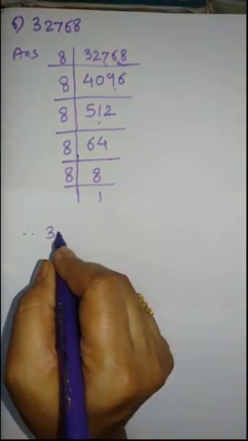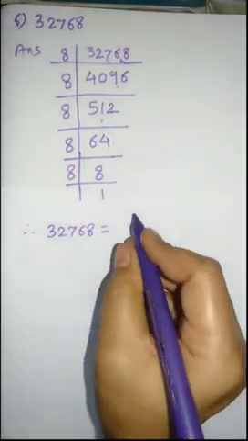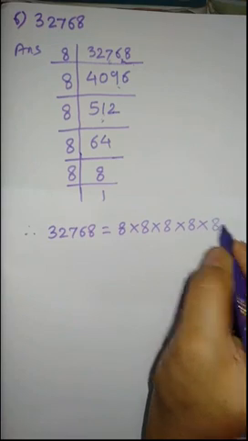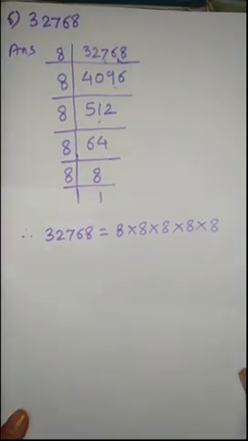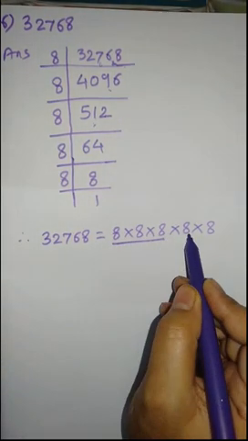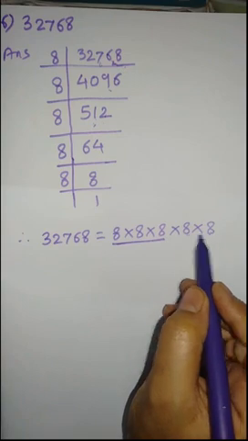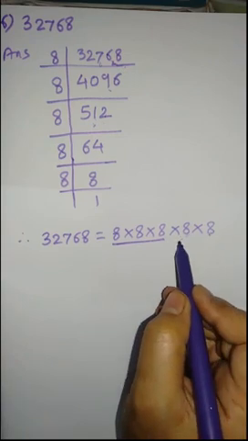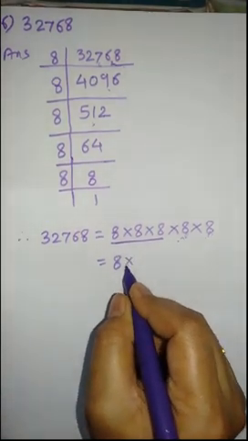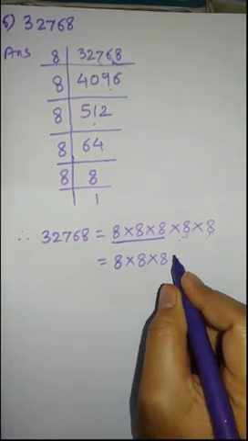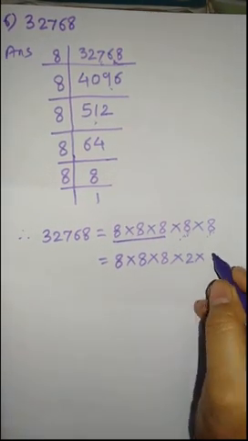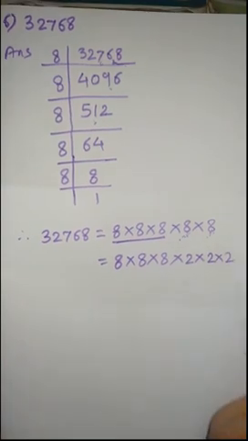Therefore 32,768 is equal to 8 multiplied by 8 multiplied by 8 multiplied by 8 multiplied by 8. Now we need the groups of 3 same digits. So here we got the digit 8, but the remaining numbers are only 2. So we write it in the prime factors. So 8 multiplied by 8 multiplied by 8 is as it is. Now this 8 write down in the form of prime factors. So 2 multiplied by 2 multiplied by 2.